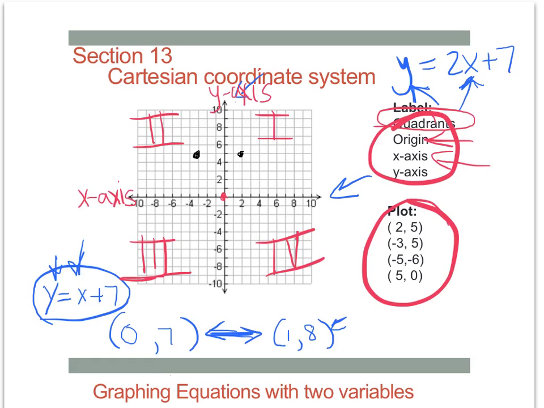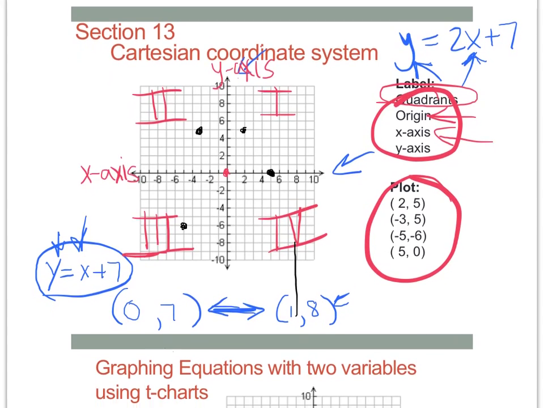How about negative 5, negative 6? So x is negative 5, y is negative 6. We're going to end up down here, aren't we? Let's see. There's negative 5, negative 6. And then 5, 0. So our x-coordinate is 5. Our y-coordinate is 0. So we're neither up nor down. We're right there on the x-axis. So 5, comma, 0 is right there. Okay, so that's just like a little practice to see if you remember how to plot points and different things.